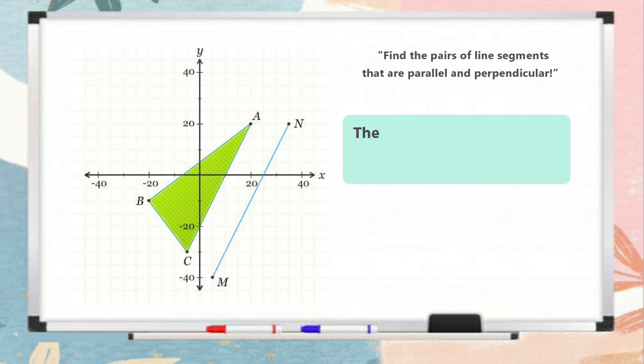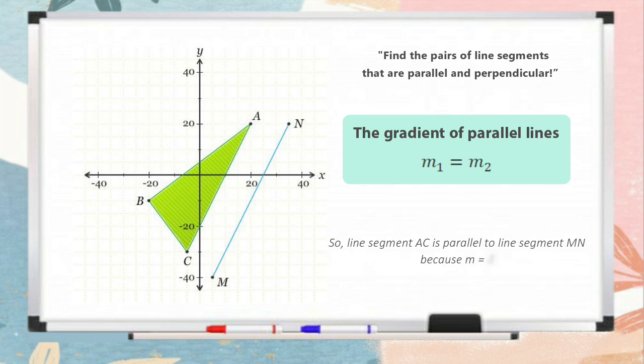Meanwhile, two lines are parallel if they have the same gradient. Thus, line segment AC and line segment MN are parallel because both have a gradient of 2.